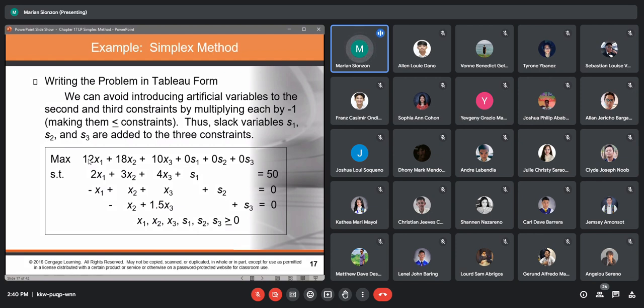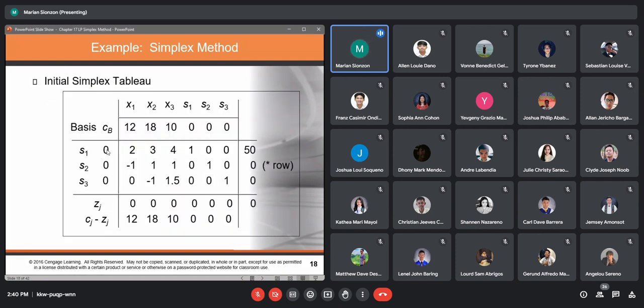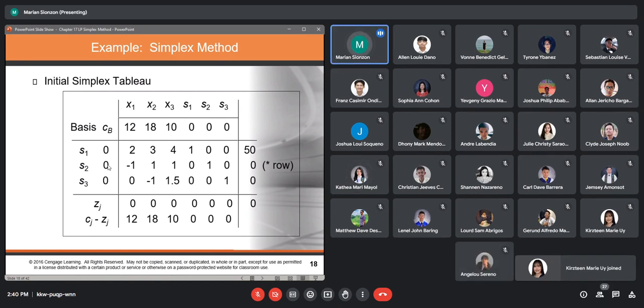Z sub j is now the sum of multiplying each of the items in your column by 0. So it's like this: 2 times 0 plus negative 1 times 0 plus 0 times 0. You add all the products, which is equal to 0. Follow? Yes, Miss.